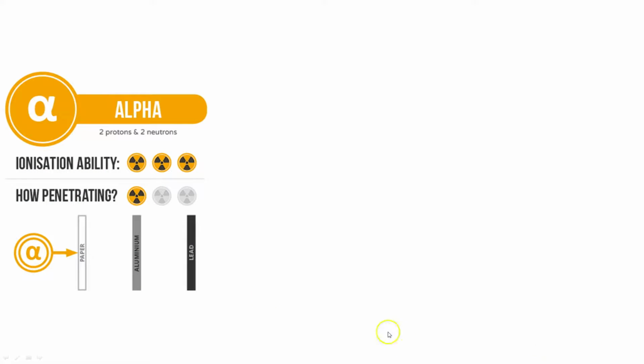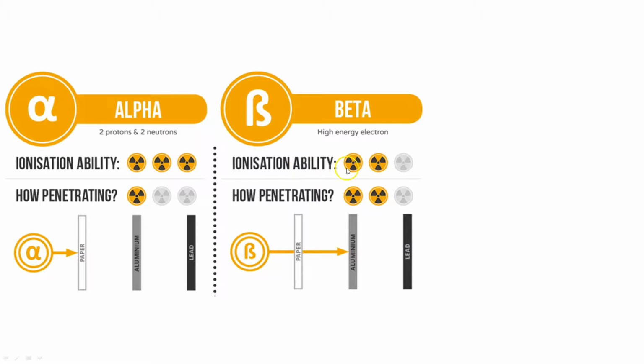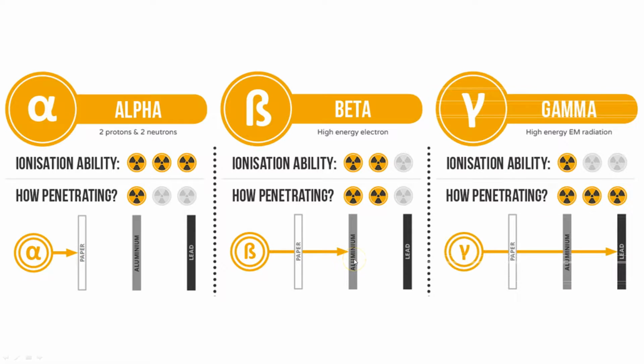So to recap, we've got our alpha, very dangerous, can ionize just about anything it comes in contact with. But remember, not very penetrating. Paper would stop it. Beta, a little bit less damaging, however, it can penetrate through a lot more. It could go through paper, however aluminum foil would stop it. Then we have gamma. Remember, the least damaging, but the most penetrating.